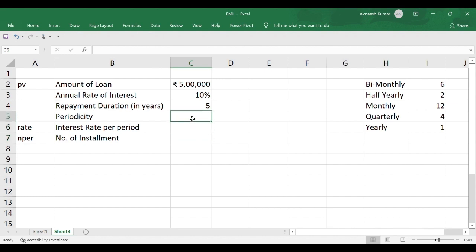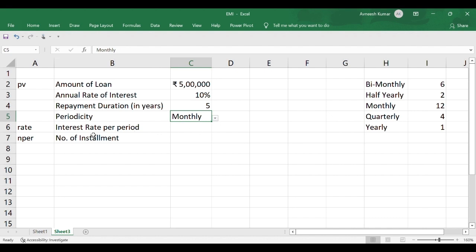So for periodicity, what we do that we use data validation. In data validation, in the allow box we choose list. In the source we choose this from bi-monthly to yearly here, and we click OK. So here we get all this drop down list, so a user can choose any of this. Okay, so periodicity is taken care of now.